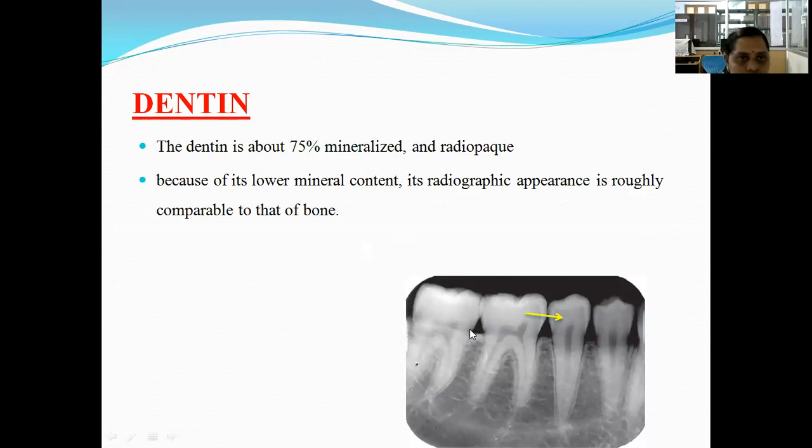Next is dentine. The dentine is about 75% mineralized and it appears radiopaque. Because of its low mineral content, the radiographic appearance is roughly comparable to that of bone.